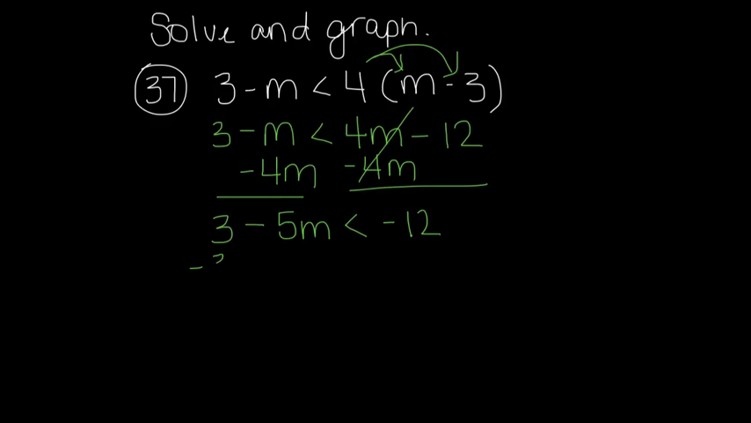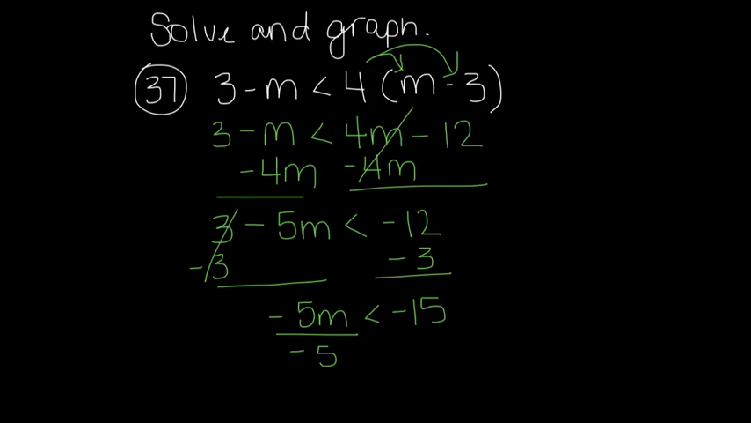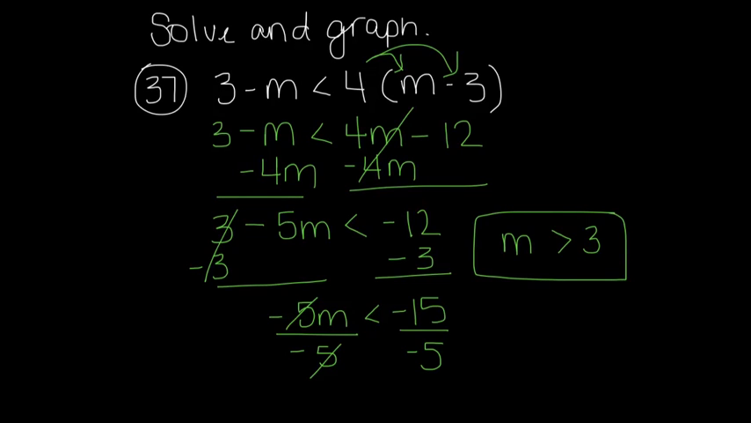To move that constant over, I can subtract the 3 from both sides. My 3's cancel, and I get -5m is less than -15. Divide both sides by -5. Because I am dividing by the negative, I have to flip that sign. So the less than becomes greater than. -15 divided by -5 is +3. So m is greater than +3. There's my 0 and my 3. We have the open circle and shade everything greater than.